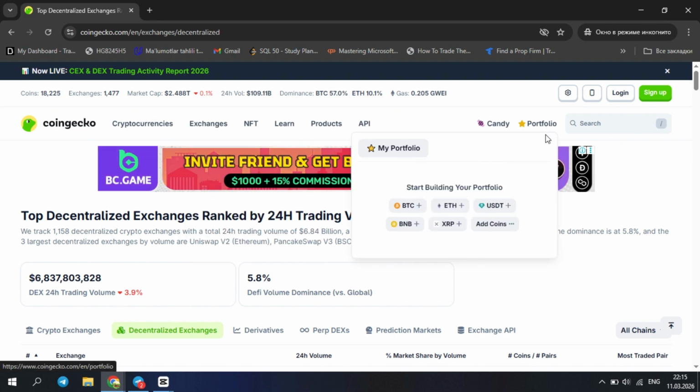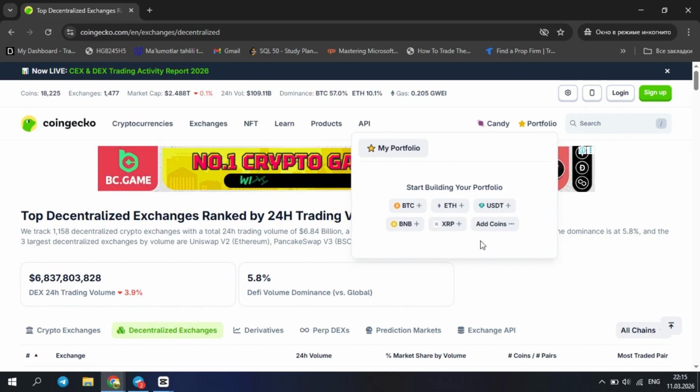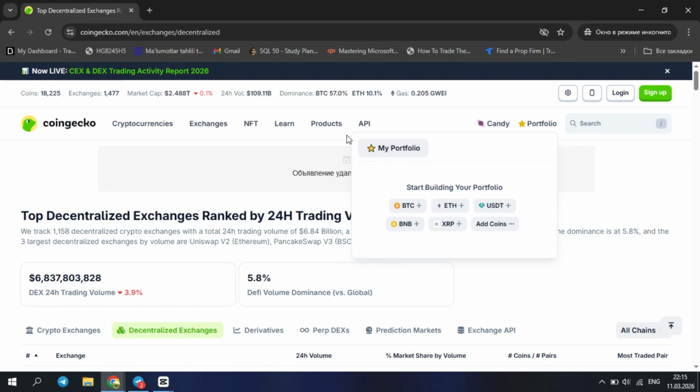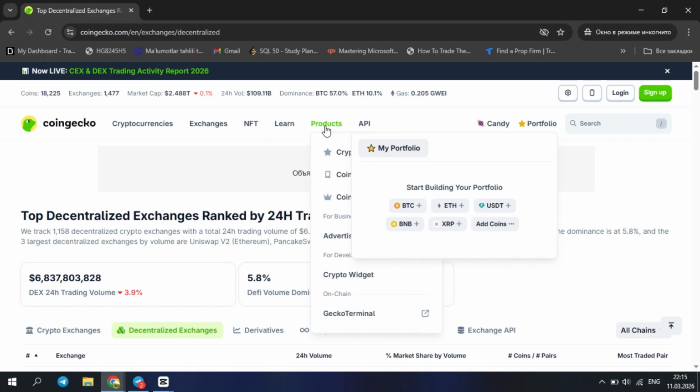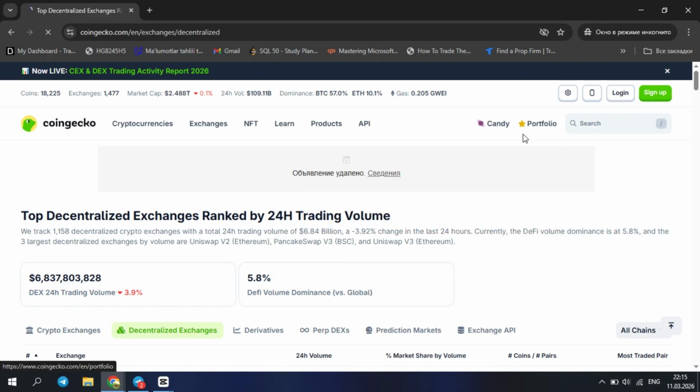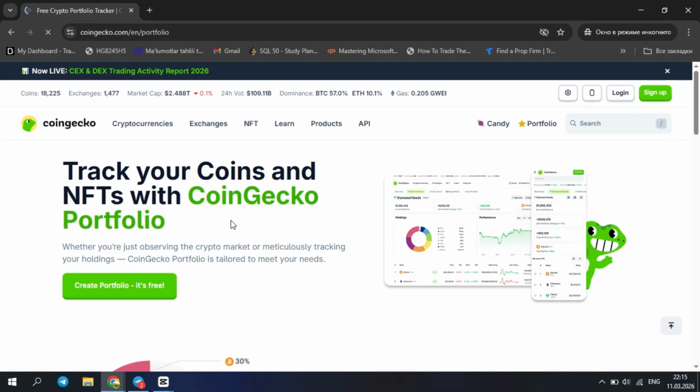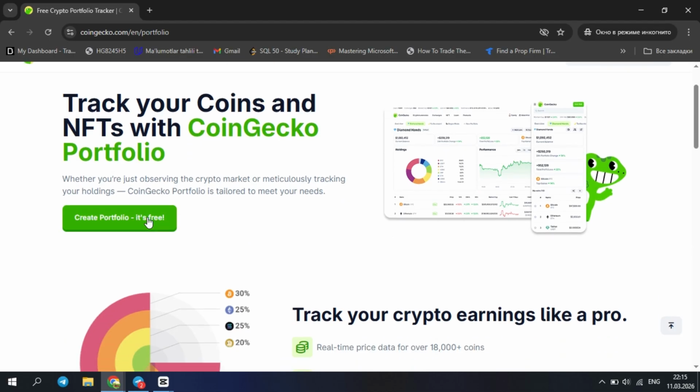While CoinGecko is a powerful tool, it's important to remember that data alone does not guarantee profitable investments. Always combine data with research and risk management. Cryptocurrency markets can be highly volatile. Platforms like CoinGecko simply provide the information you need to make better decisions. Now you know how to use CoinGecko to track prices, analyze cryptocurrencies, and explore the crypto market.